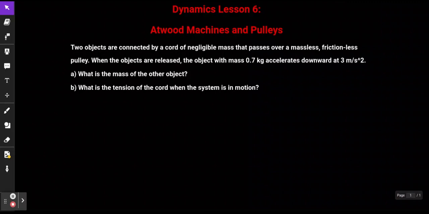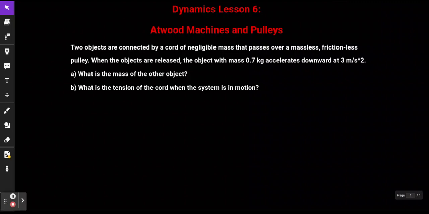Okay, so let's put that idea into use in our first problem. Two objects are connected by a cord of negligible mass that passes over a massless, frictionless pulley. When the objects are released, the object with mass 0.7 kilograms accelerates downward at 3 meters per second squared. What is the mass of the other object?